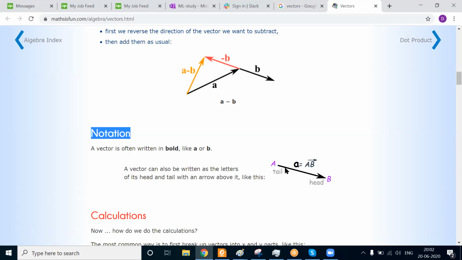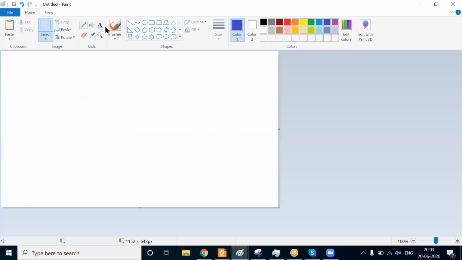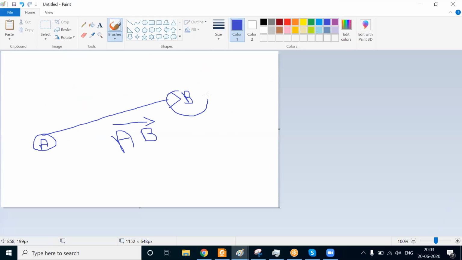Now, let's try to understand the notation. This is vector A, this is vector B. If you have vectors represented in this way, the starting point is A and the reaching point is B. So this vector can be represented as AB with an arrow above it. This is at the tail position and this is at the head position. So this is vector AB. That is the notation.